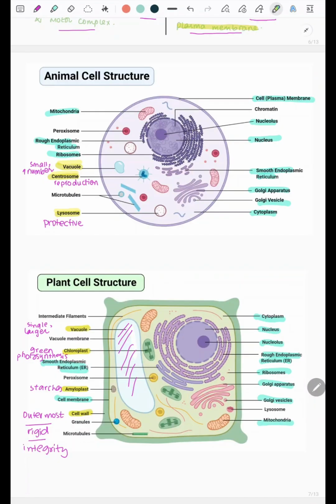The most important eukaryotic cells are animal cells and the plant cells. An animal cell contains many small vacuoles, centrosomes, and lysosomes, whereas a plant cell contains a large central vacuole, chloroplast, amyloplast, and cell wall. These are the structures that distinguish an animal cell from the plant cells. The common structures include mitochondria, rough endoplasmic reticulum, ribosomes, cytoplasm, nucleus, nucleolus, Golgi apparatus, Golgi vesicles, and the cell membrane.